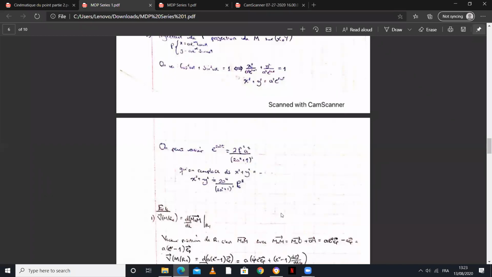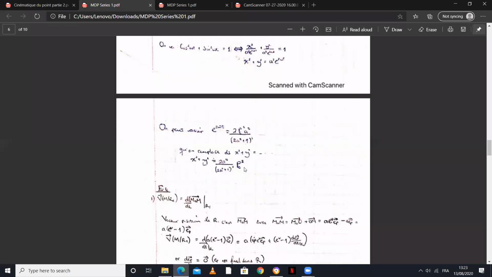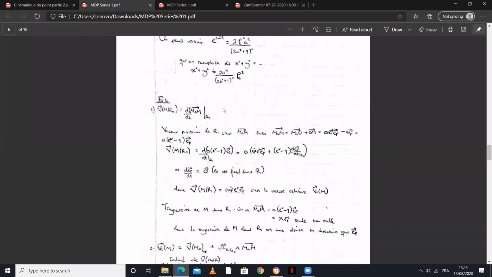When you look at this here, this is going to be the formula for the circle you're working with, x squared plus y squared is equal to, this is going to be the radius of that circle. You'll be working with the trajectory for that point you are working with. I know this one is not so clear, but we can just leave it for now.